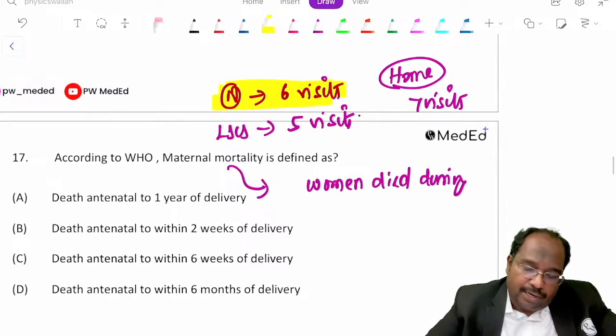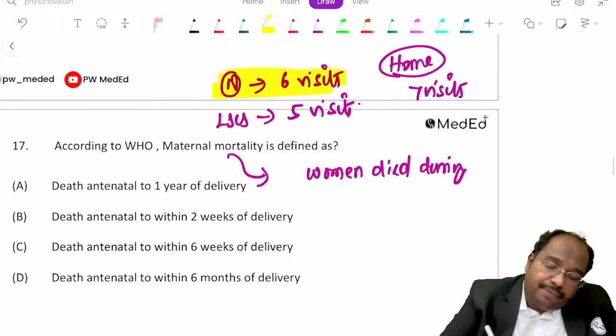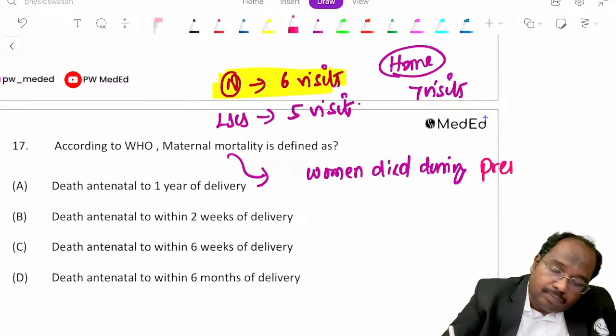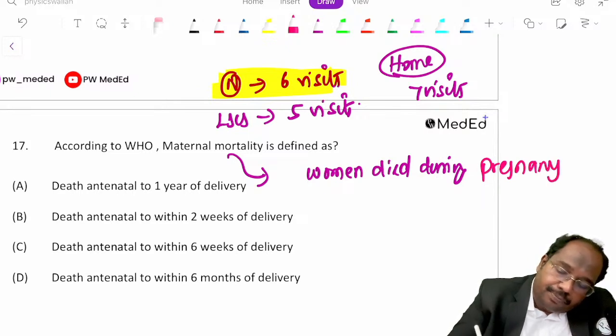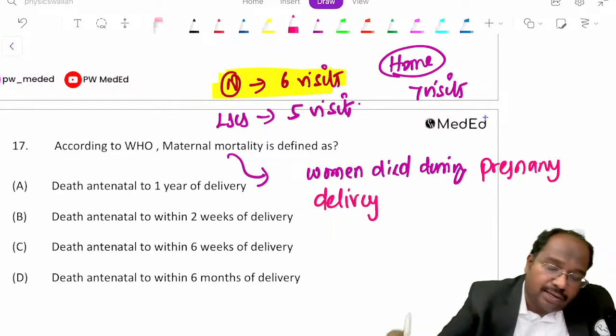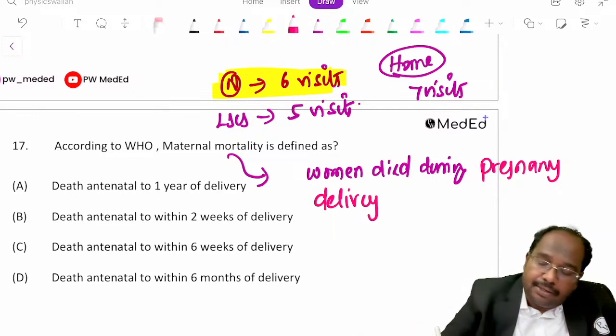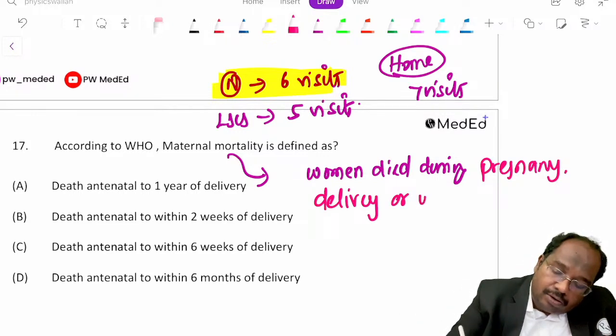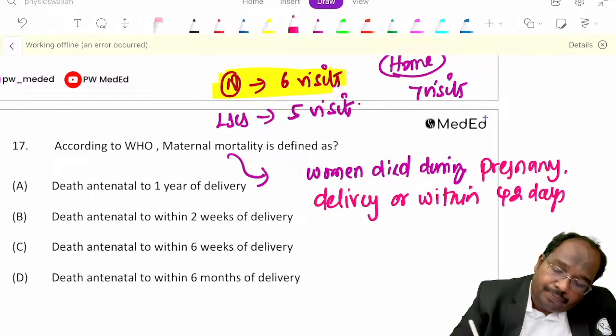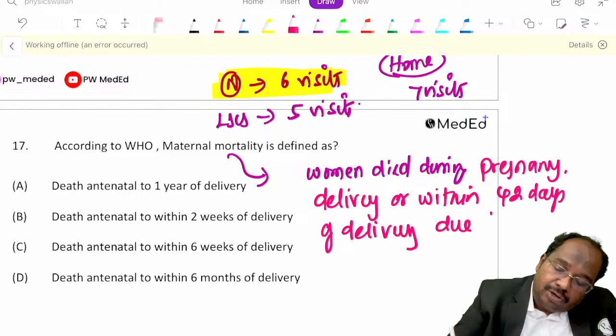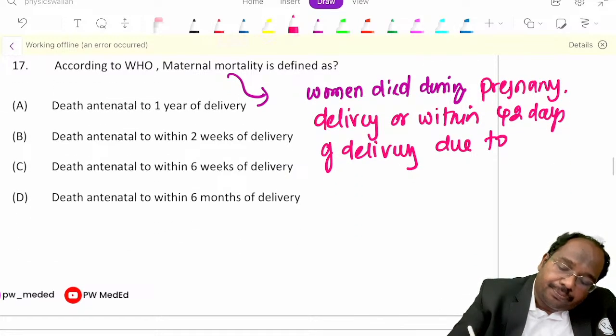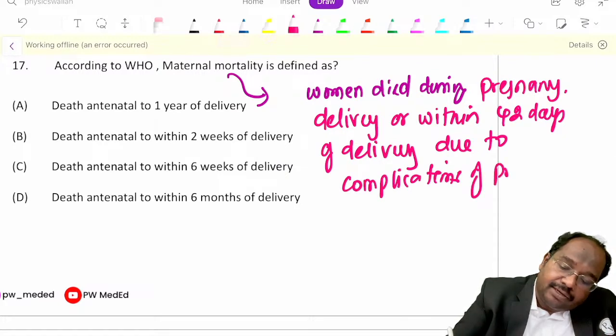What is maternal mortality? Maternal mortality means women dying during pregnancy, delivery, or within 42 days of delivery due to complications of pregnancy. Keep asking questions, guys.